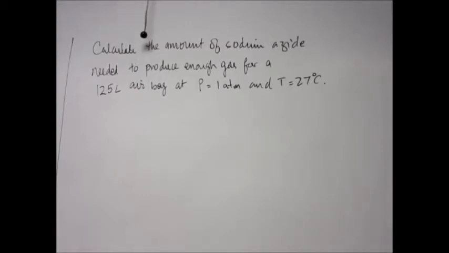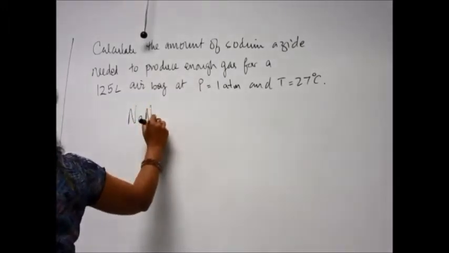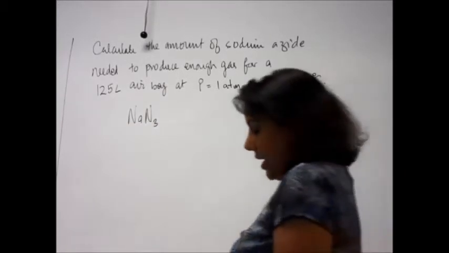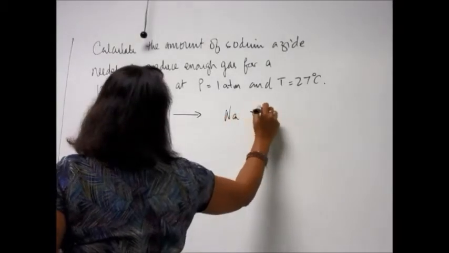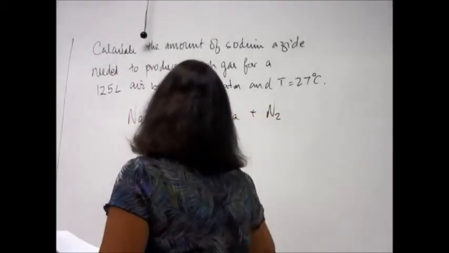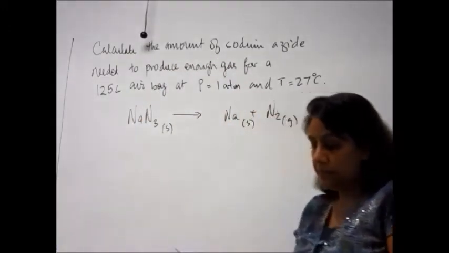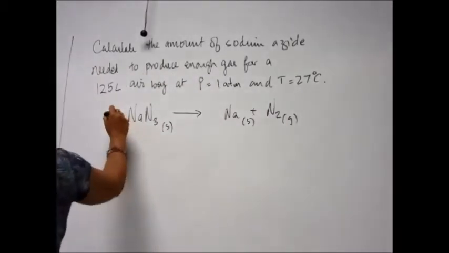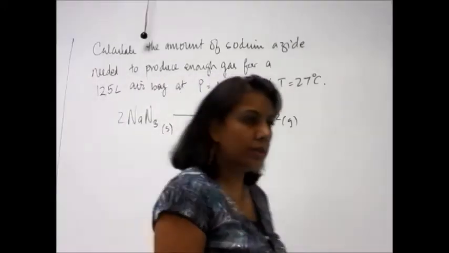Sodium azide, again, you've never heard of this. It is NaN3. And this gives us sodium and nitrogen gas. So NaN3, sodium azide is a solid, sodium is a solid, and then nitrogen is the gas. Balance the equation, and we have 2, 2, 3. All good.